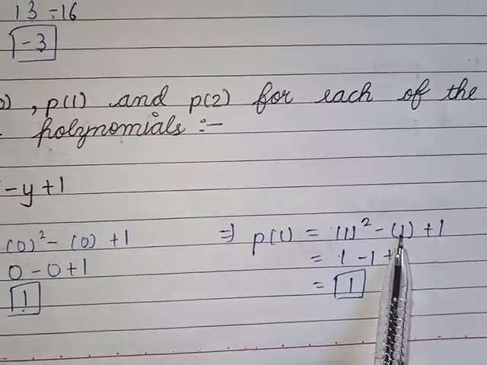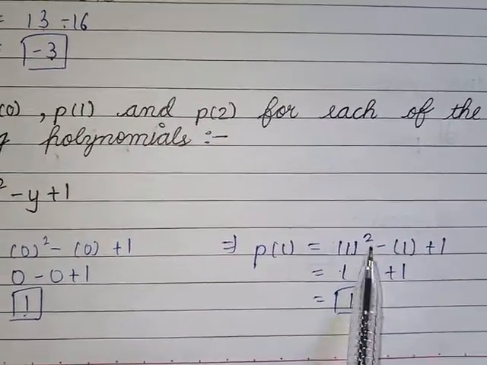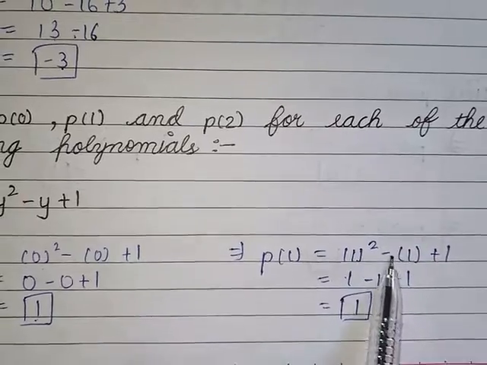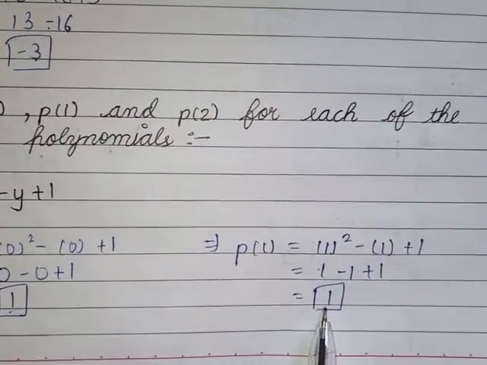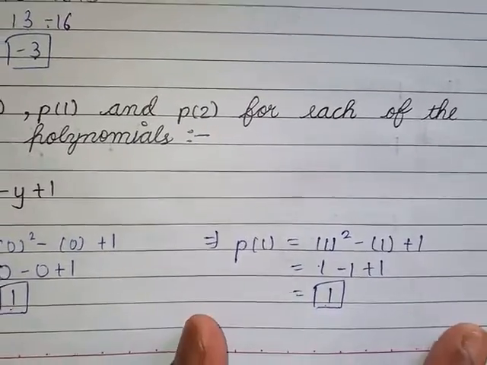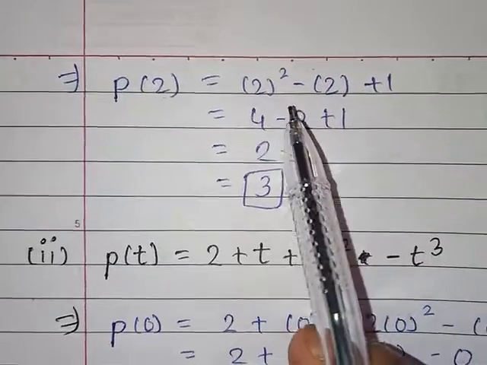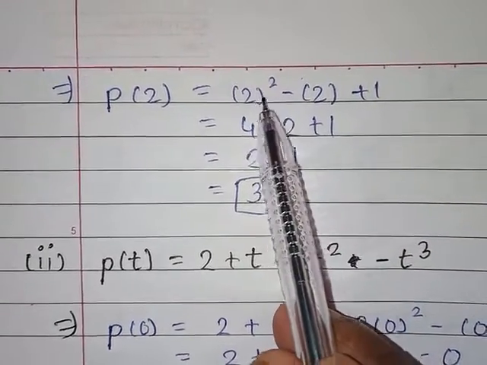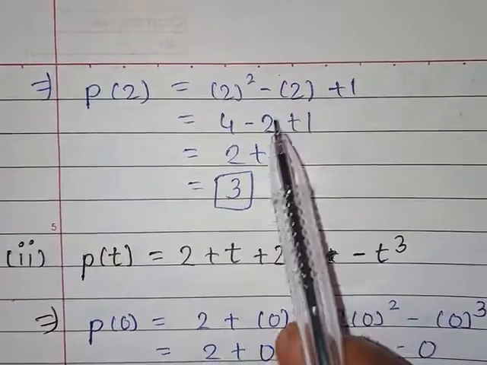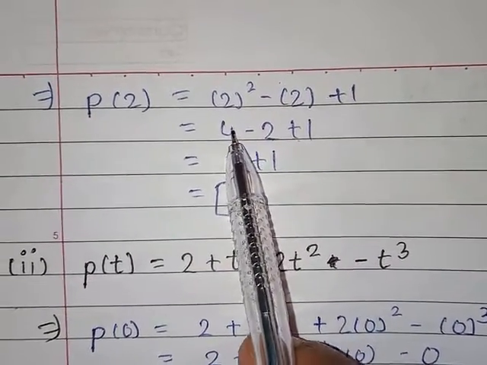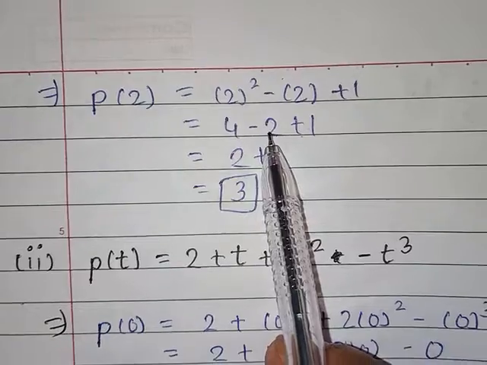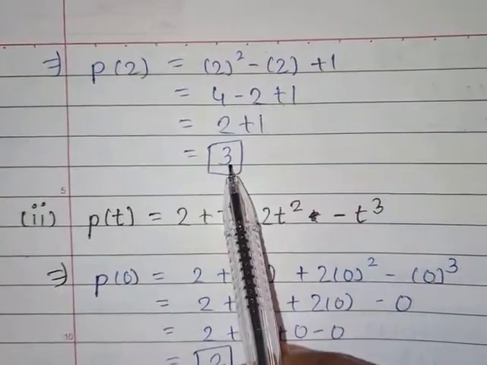So 1 square minus 1 plus 1. So 1 square is 1. Minus 1 plus 1. Minus 1 plus 1 will cancel out. Answer will be 1. Now we have to find p of 2. So what you have to do? In place of y, you have to write 2. So 2 whole square, 2 2s are 4. And this is 2. So minus 2 plus 1. Is it? So 4 plus 1, it will become 5. 5 minus 2. 5 minus 2 is 3.